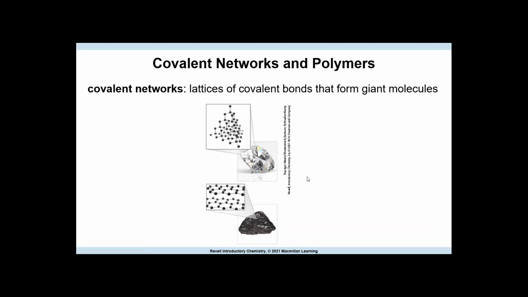So now we're at covalent networks and polymers. Some compounds contain covalent bonds, but differ significantly from the molecular solids described previously. For example, elemental carbon exists in two primary forms, diamond and graphite. Both of these are examples of covalent networks, lattices of connected covalent bonds that form giant molecules.